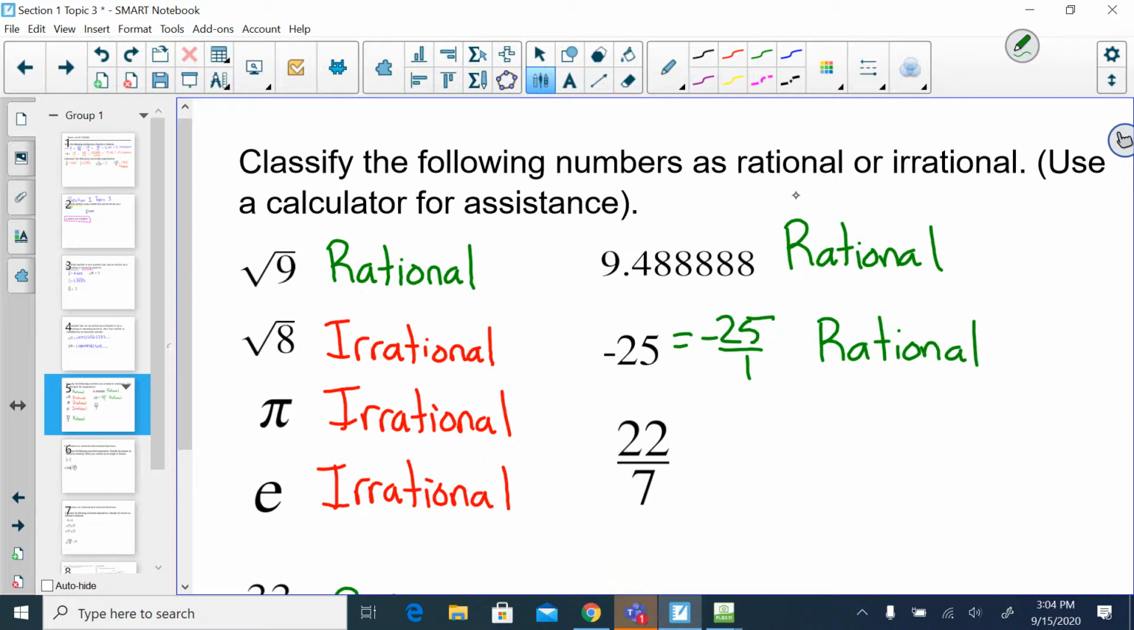22 over 7. This was a trick one for some students because they typed it into the calculator and they got a very long number that didn't have any repeating decimals, but it's still a fraction. Right? It's still a fraction, so this one is rational.